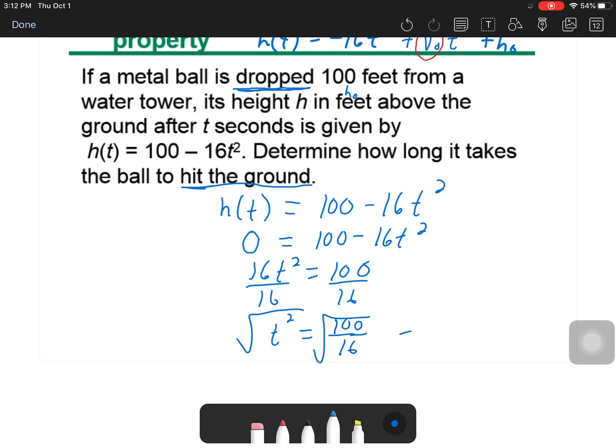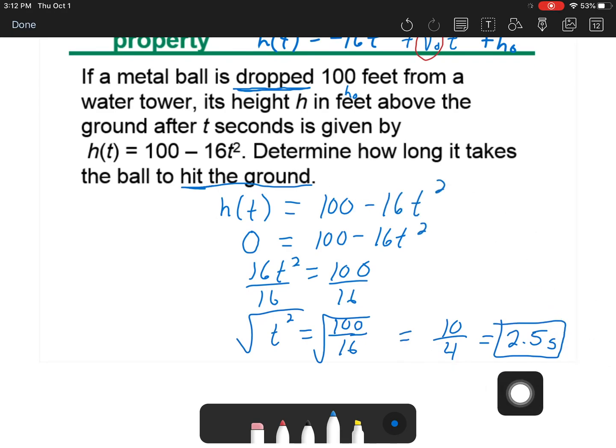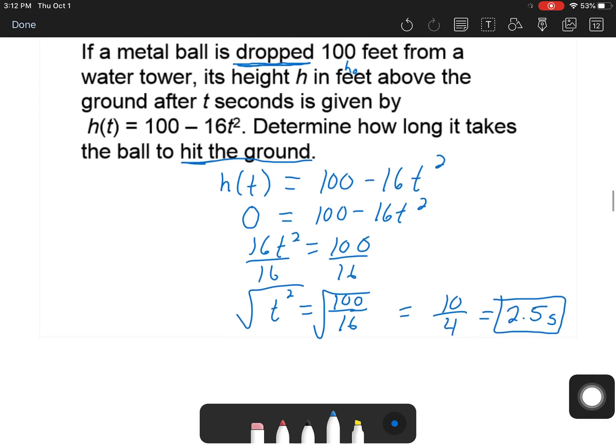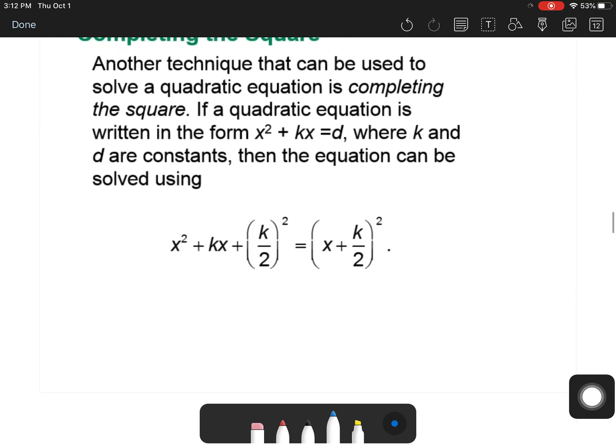And those are each perfect square values, so I get 10 fourths, which is, what, 2.5, and that'd be seconds. So it takes 2.5 seconds for that ball to hit the ground. Okay, so we use the square root property to solve.